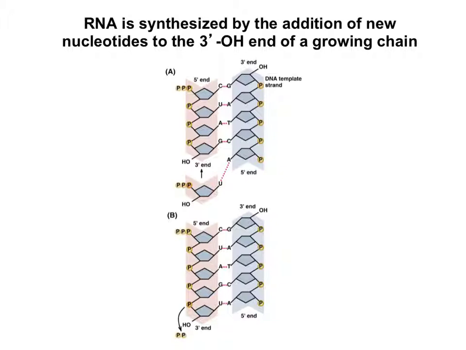When RNA is synthesized, it's synthesized by the addition of new nucleotides to the 3' hydroxyl end of a growing chain. So shown here is the template DNA strand, and here's your RNA being synthesized. And as you can see, it adds to the 3' hydroxyl. Here's a triphosphate in the presence of the 3' hydroxyl, and then you have a reaction where the phosphate and the hydroxyl react, releasing a diphosphate, shown here, and forming a phosphodiester bond.